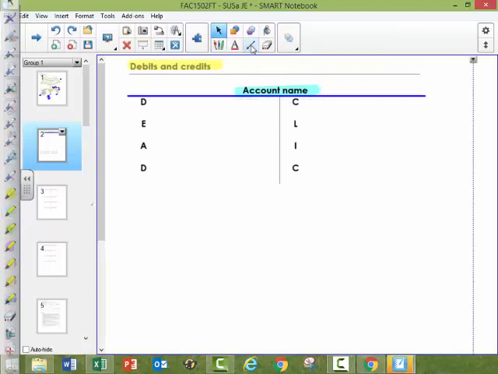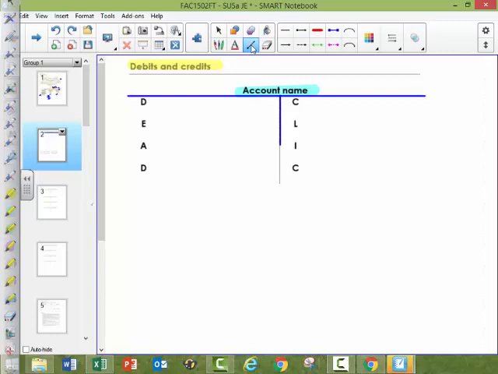Then you'll split your page down the middle. Also not so hard, hey? And you're going to call the left side debit and the right side credit. Now you say, but what's this DR and CR? Well, let's start with that. DR stands for debit. CR stands for credit.